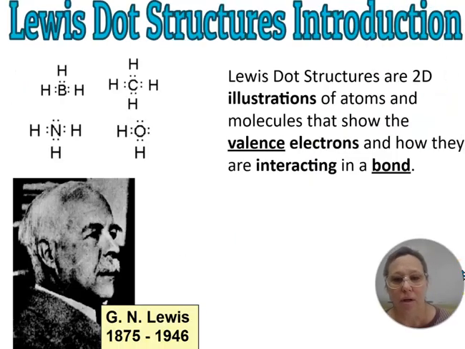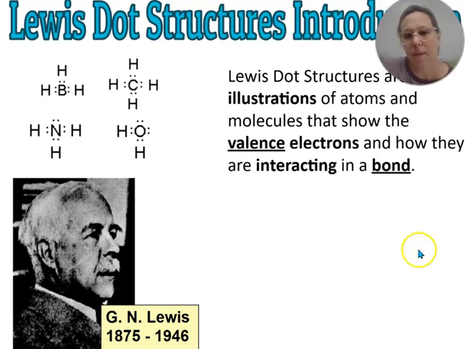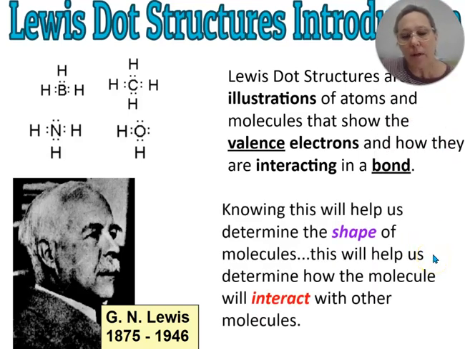All right, Lewis dot structures are two-dimensional illustrations or drawings of atoms. Atoms and molecules are three-dimensional, but we're going to attempt to represent what's happening on the two-dimensional paper. What we're going to highlight are the valence electrons that each of the atoms have, and use that to figure out how they're bonding and help us predict their shape later on this unit. When we can predict their shape, we're going to be able to figure out how they interact with other molecules, which is our ultimate goal.